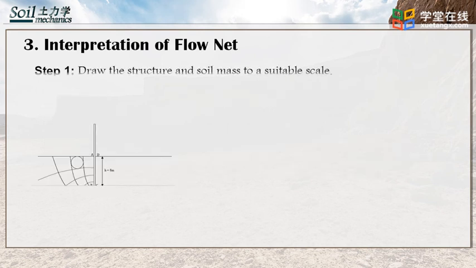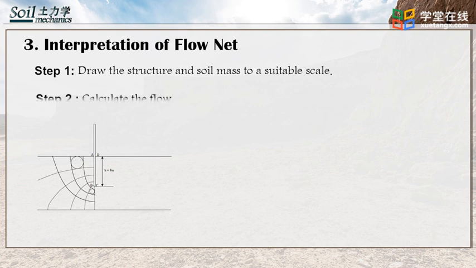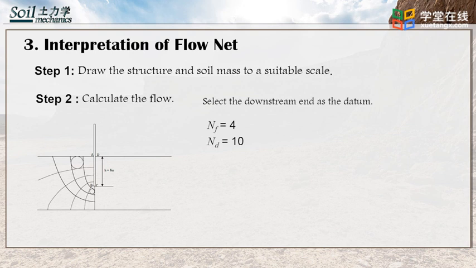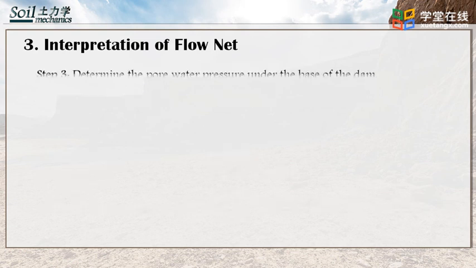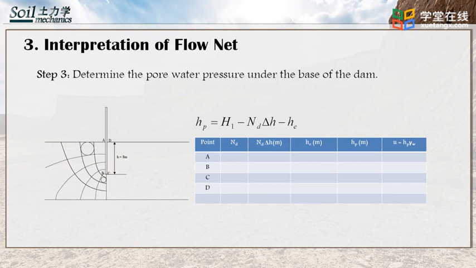Step 1. Draw the structure and soil mass to a suitable scale as shown in the figure below. Step 2. Find the number of equipotential drops ND and the number of flow channels NF. In this problem, ND and NF equal 10 and 4 respectively. Meanwhile, the total head difference between upstream and downstream is 6 meters. Then the flow rate can be calculated based on equation 1. Based on the method introduced in slide 14, the pore pressure distribution on the upstream and downstream faces of the wall will be obtained as demonstrated in the table below.